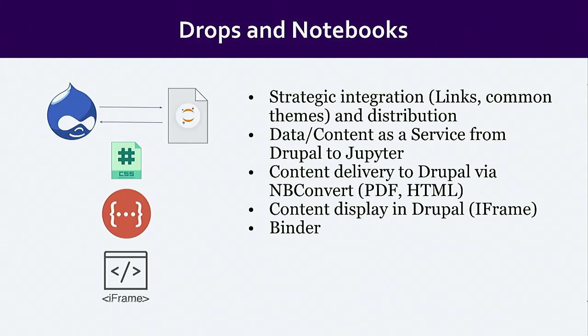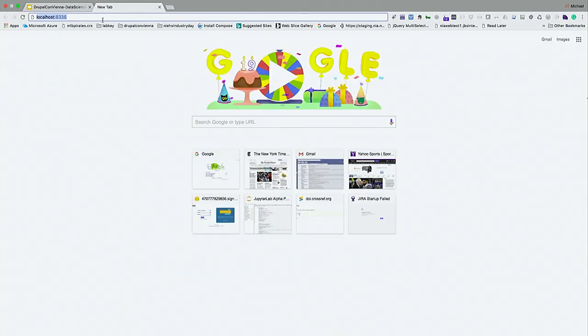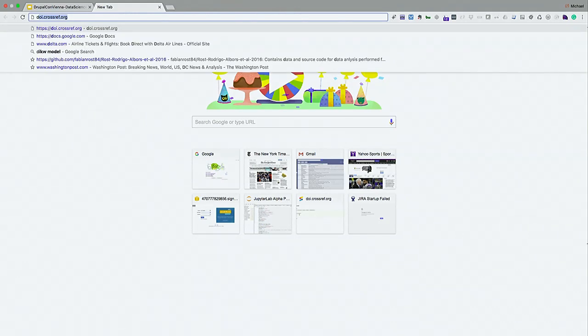So I'm going to briefly demonstrate a few examples of the Jupyter notebook that I have stitched together by cloning other notebooks from GitHub and then extending and mashing them together.